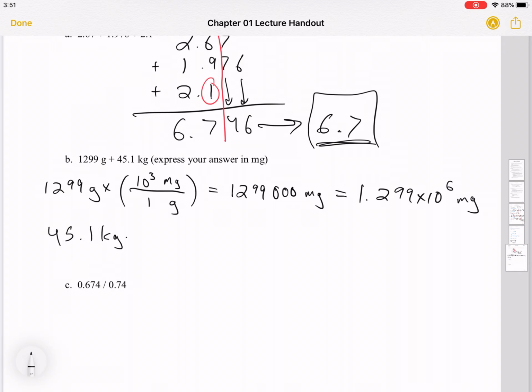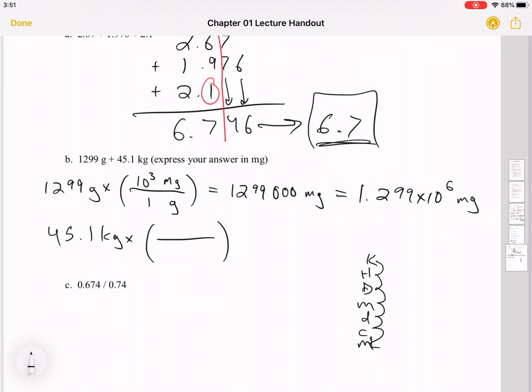45.1 kilograms, and I want to get the milligrams. You may have learned as a student in science before how to write out the base units. You can go deca, hecta, kilo, and then down deci, centi, milli. So you can count from K to M: 1, 2, 3, 4, 5, 6.